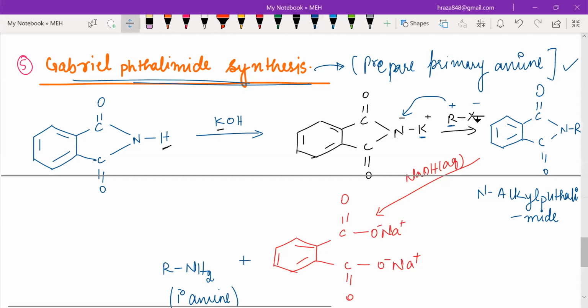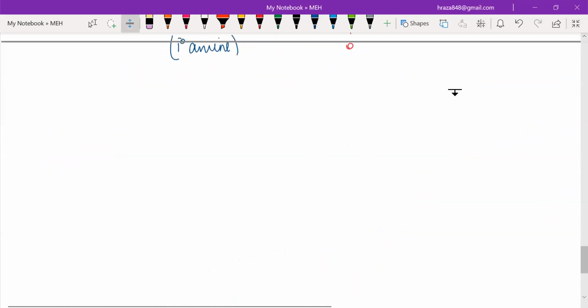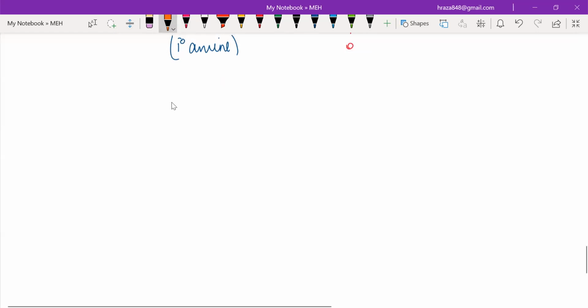Very good. So this method is used to prepare primary amine. After this, we have the last preparation.